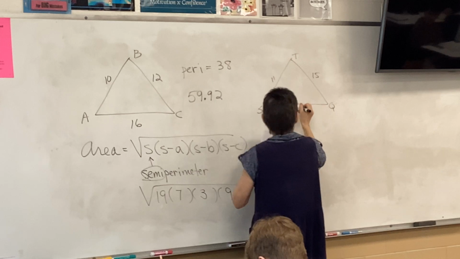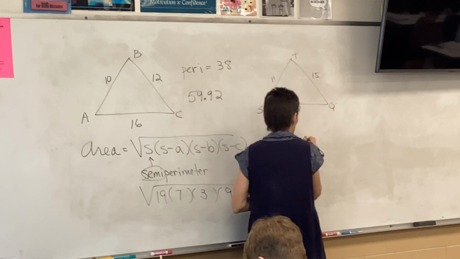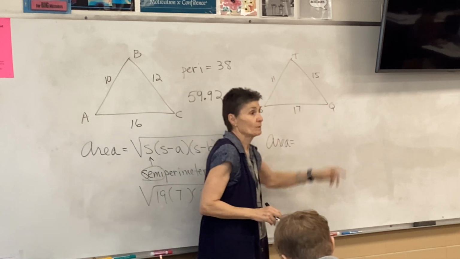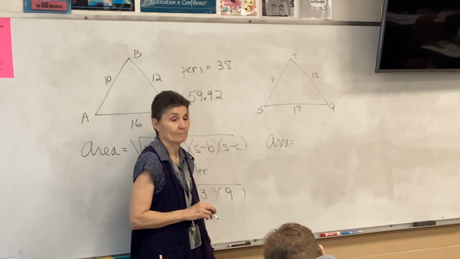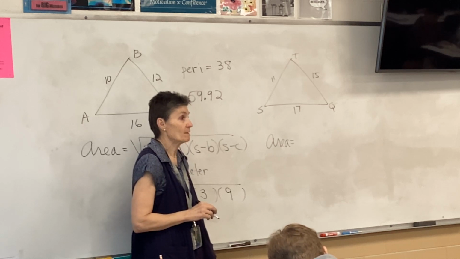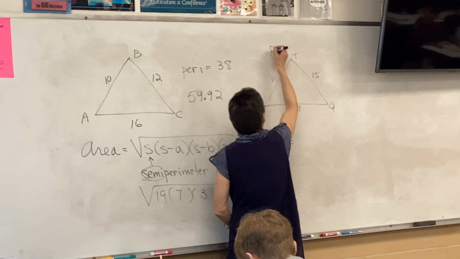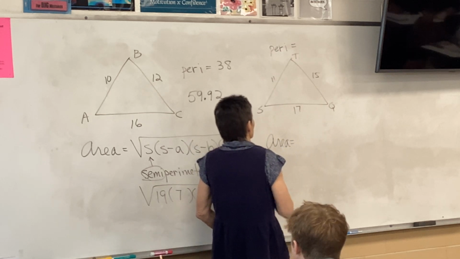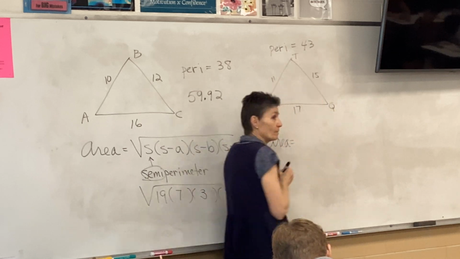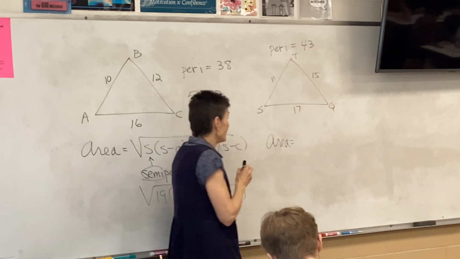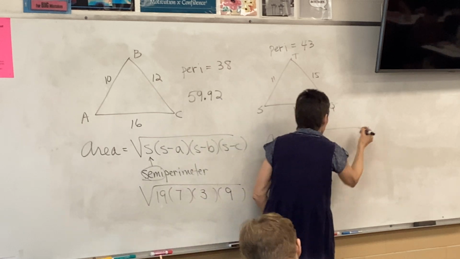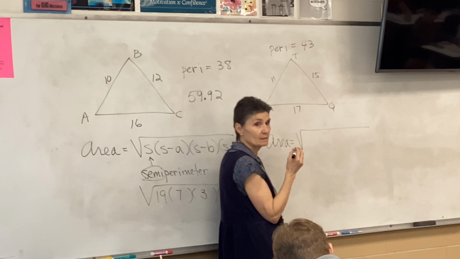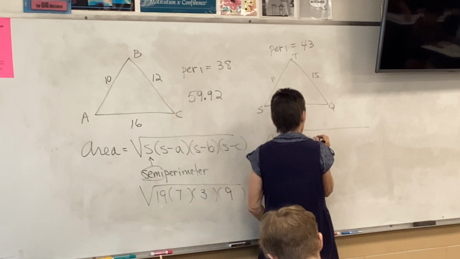So your job is to find the area of this triangle. What is the first thing you're gonna do? Notice you have all three sides. Add them all up, find the perimeter. So what is the perimeter? 43. Everybody okay with that? Now, 43 does not go into your formula though. Your formula calls for half of that. So 21.5.